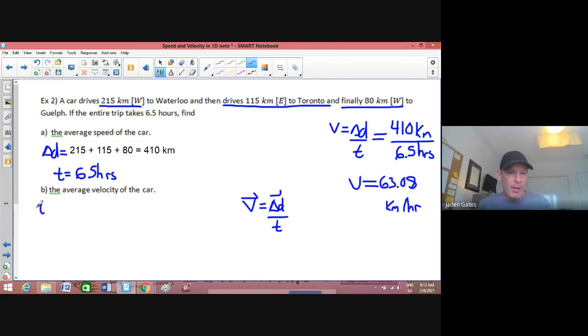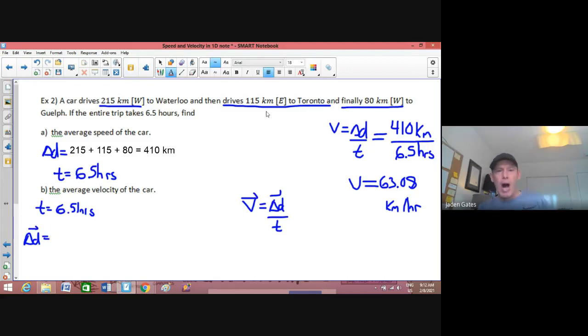Now again, my time here doesn't matter. It's still going to be 6.5 hours. All right. Now my displacement, that's what I need. That's where I care about direction because displacement is different than distance. As I mentioned earlier, my habit, and it doesn't matter as long as you keep your signs straight, is to always make west negative, east positive, same idea with north and south.